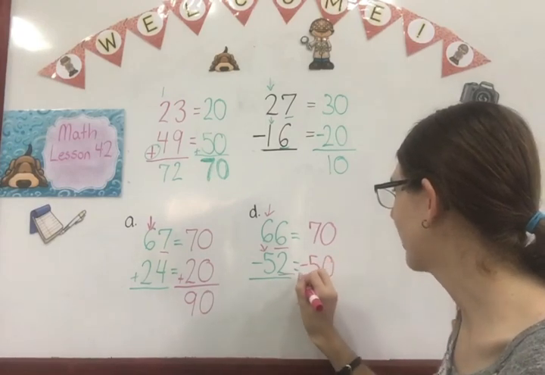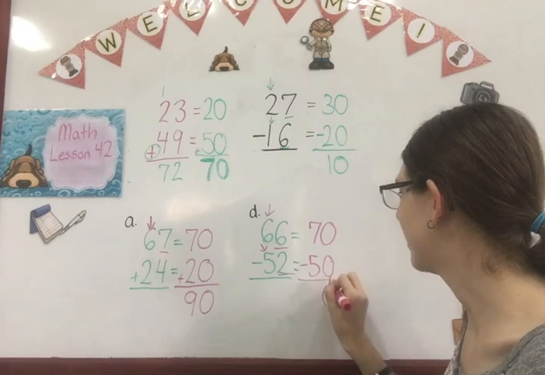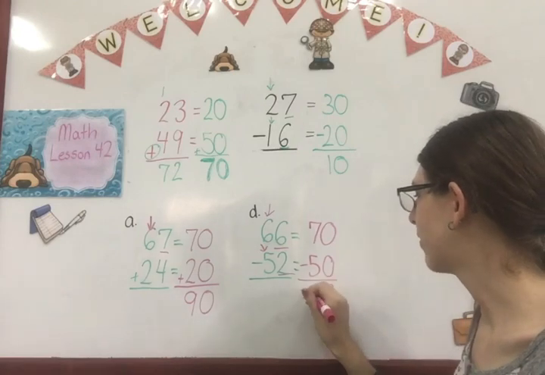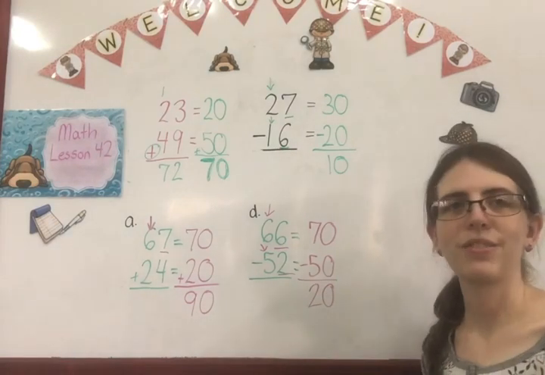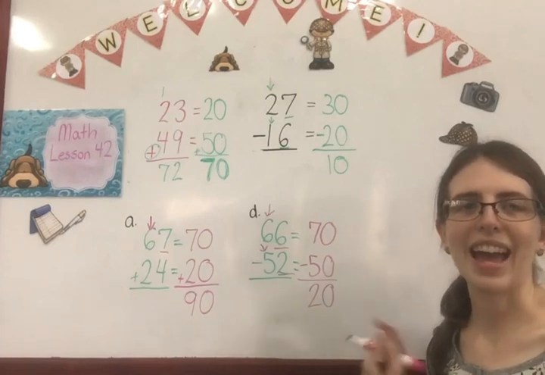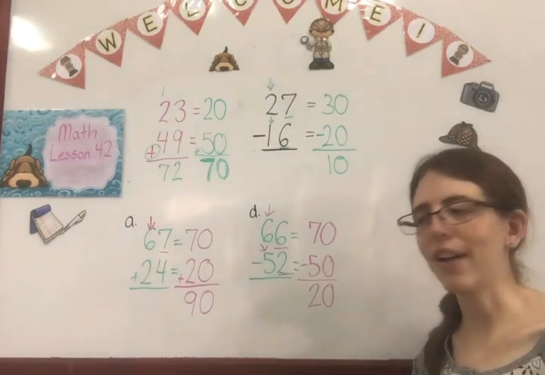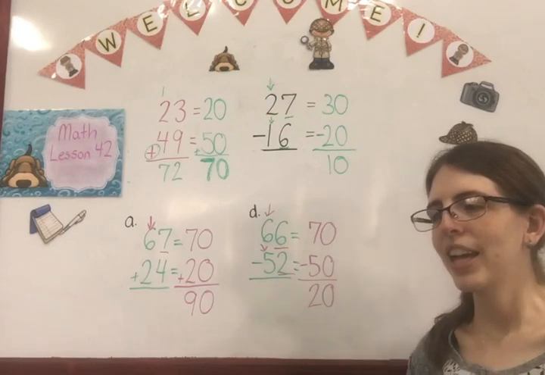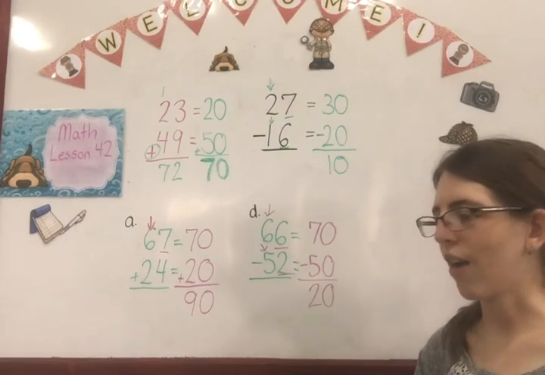We subtract. 0 minus 0 is 0. 7 minus 5 is 2. 70 minus 50 is 20. That is our estimated answer, and that's all you have to do for number 3. You have a brain booster that you need to try.